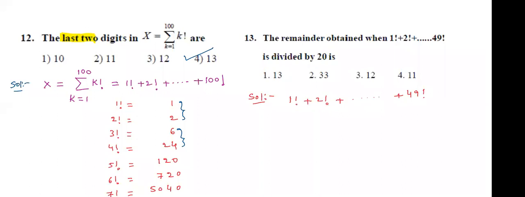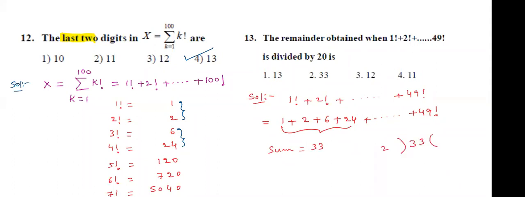No need to add all the terms. We only want to add up to where the value goes greater than 20. 1 factorial means 1, 2 factorial means 2, 3 factorial means 6, 4 factorial means 24. Up to here is enough, because we now have more than 20. The sum of these values: 24 plus 6, 30, total 33. 33 divided by 20, then what is the remainder? 1 twenty is 20. The remainder is 13.